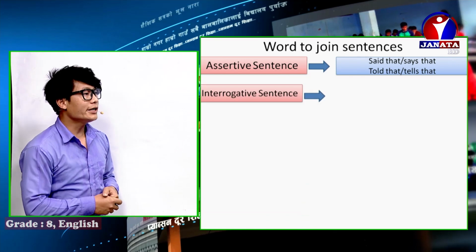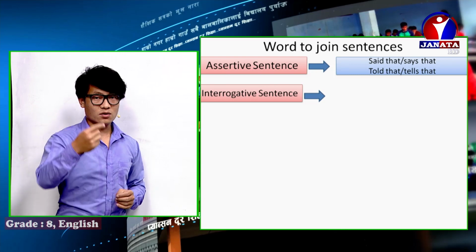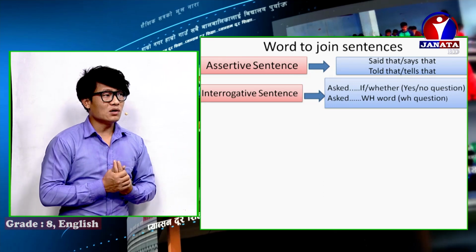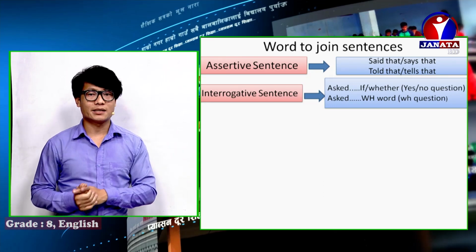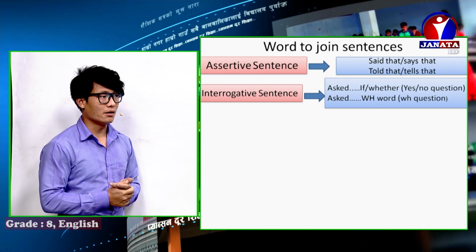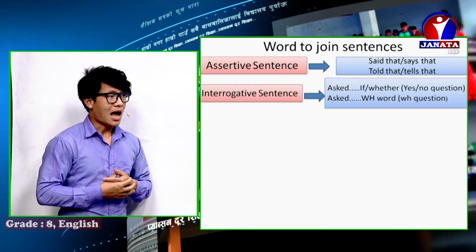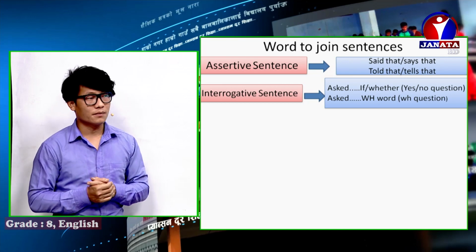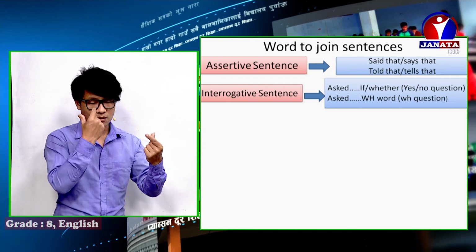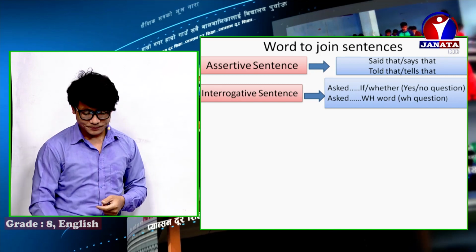Another is interrogative sentence. Interrogative means there are two types of interrogative sentence. One is yes/no questions and another is WH questions. For yes/no questions, we use asked if or whether. Later we will learn in detail. Okay. And for the WH question, we use asked plus the WH word. WH means where, what, why, and H means how. So that's why it's called a WH word.